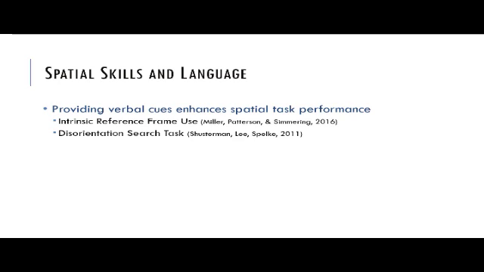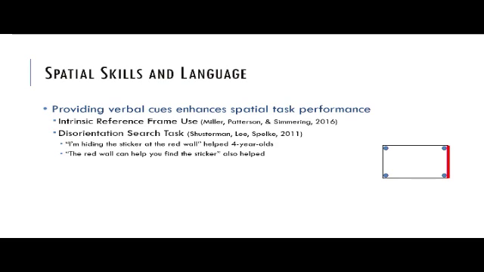So that disorientation search test that I talked about here, where there's the colored wall, in another study with 4-year-olds, these researchers found that saying something like, "I'm hiding the sticker at the red wall," does help 4-year-olds find it after disorientation. But interestingly, in this study, it wasn't just spatial language that helped children. Children also benefited from a phrase like, "the red wall can help you find the sticker." So something that highlighted the relevance of this information without specifically using spatial words saying it was at or by the wall.